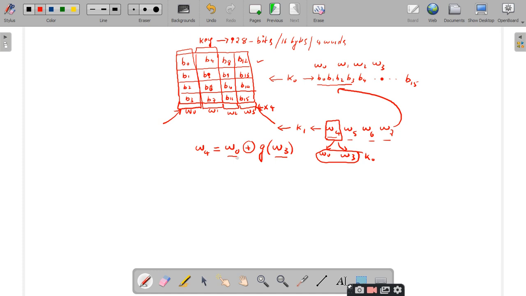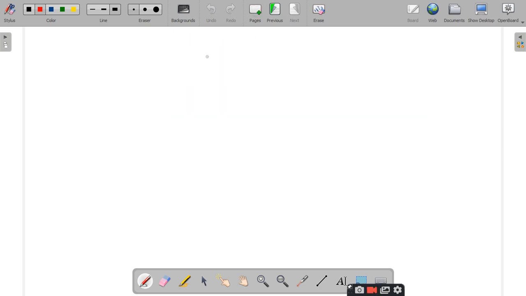So it is just an exclusive OR of W0 with W3, but this W3 has to be given as an input to a function. G is nothing but a function. That's it. Now we will see what this function is. Before knowing what this function is, we should know some of the important steps that are required for generating or creating a word from the other words, right? So this we will see now.